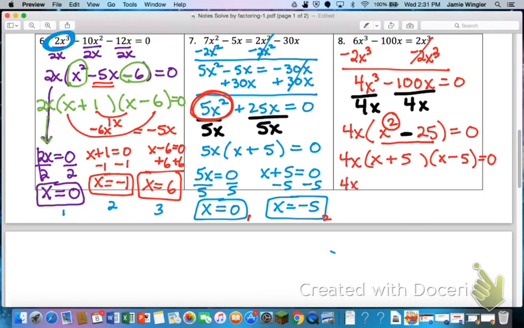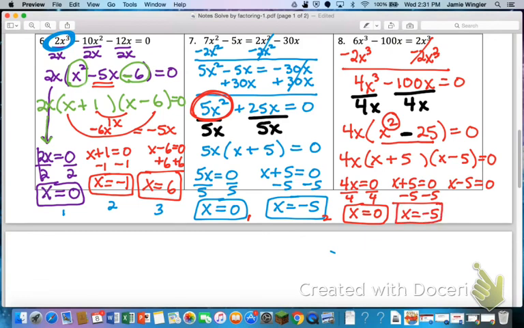Now I'm going to take each factor and set it equal to 0 and solve for x. I'm going to divide by 4 here, and I get x equals 0 for one answer. I'm going to subtract 5 here and get x equals negative 5 for a second answer. And I'm going to add 5 here and get x equals positive 5 for a third answer. Remember, set them equal to 0 and factor.